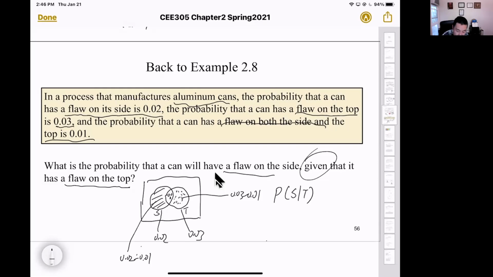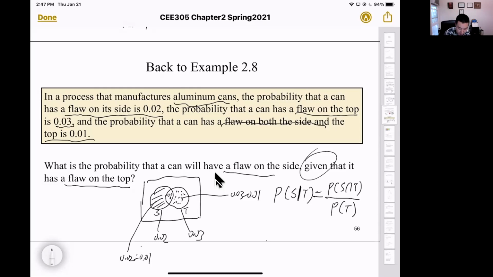What is the property it has a flaw on the side given that it has a flaw on the top? It has a flaw on both the side and the top, over it has a flaw on the top.